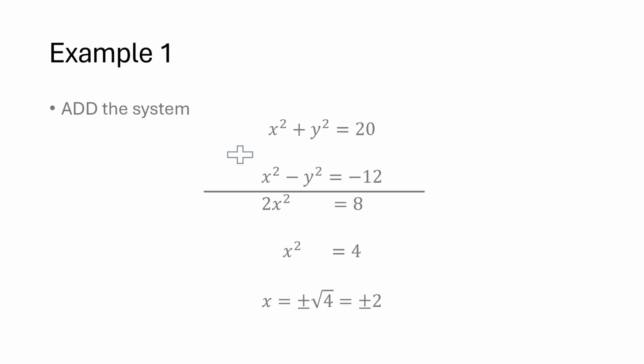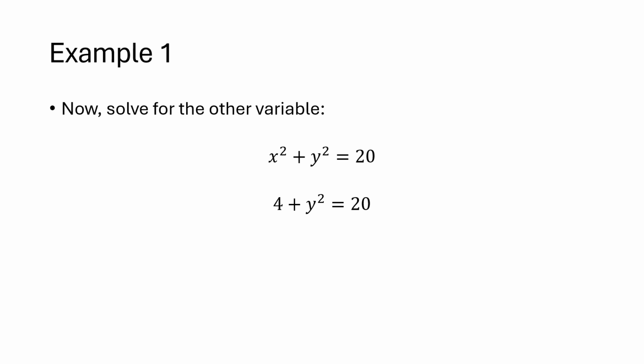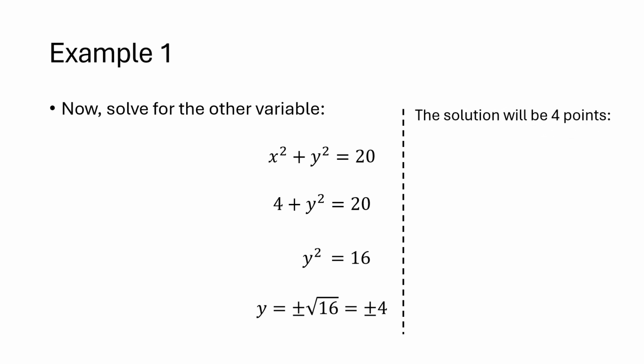So we're going to substitute x squared in one of the equations. Subtract 4 on both sides, therefore y squared equals 16, therefore y equal plus or minus 4. Now we got two values of x, two values of y, it means we have 4 points. And the 4 points are as such.